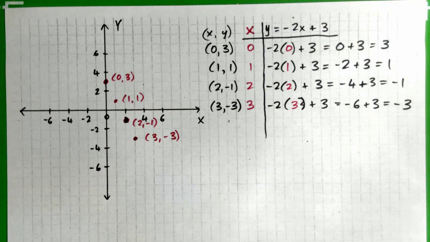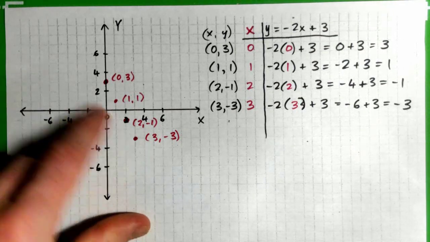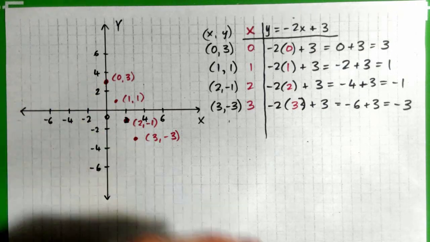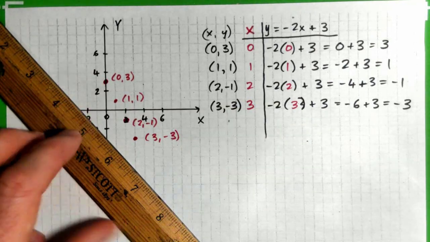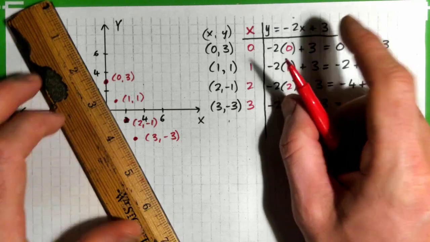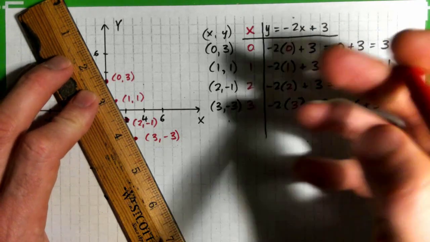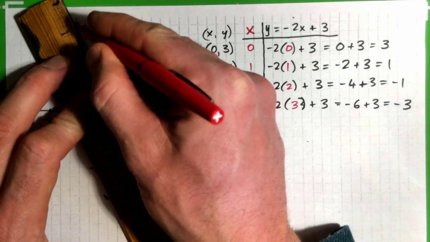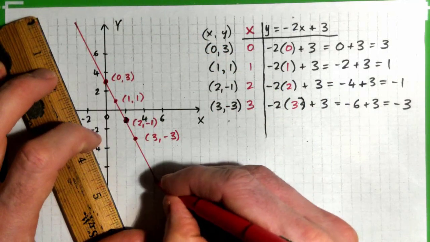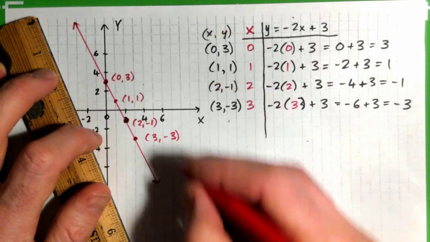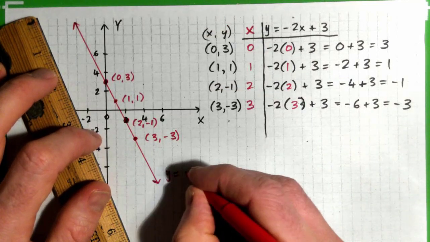So now we've got a whole bunch of points in a row. And we can just draw a line through them. So for these types of equations, all of your points should be in a row in a straight line, like that. And that line is y equals negative 2x plus 3.